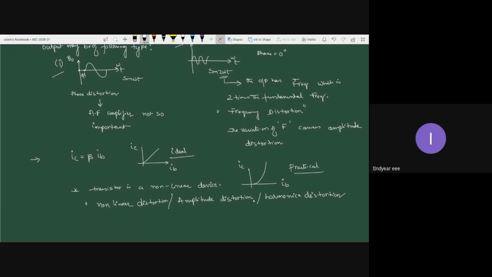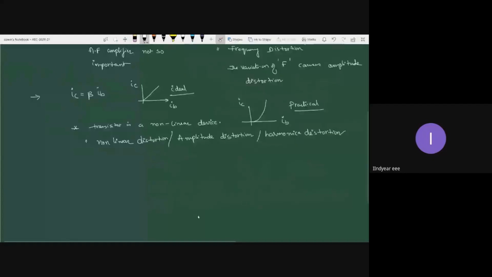Due to this non-linearity, the nonlinear distortion creeps in, which is also called amplitude distortion or harmonic distortion. Now let us look at the harmonic distortion. Harmonic distortion can be due to the second order frequency component, or the third frequency component, or fourth frequency component.